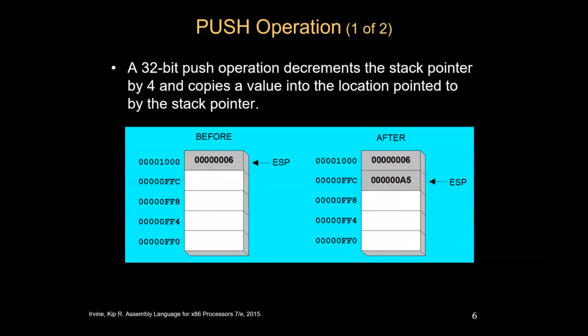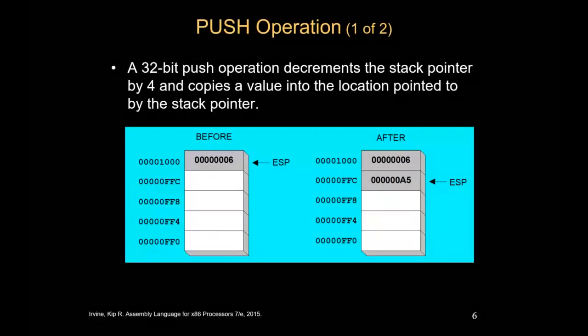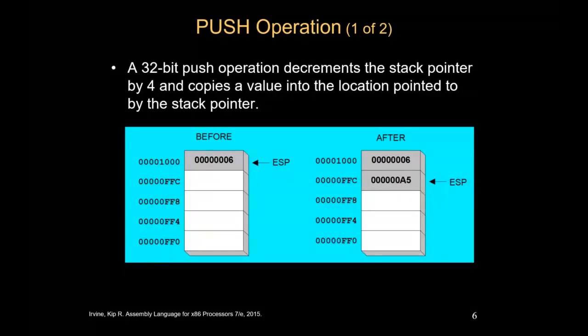So you can see in this figure, which shows that after another value was pushed, which we can say is 000000A5, the 000000A5 was pushed on the stack that already contained 006. So what you must notice is that the ESP register always points to the last item pushed in the stack.